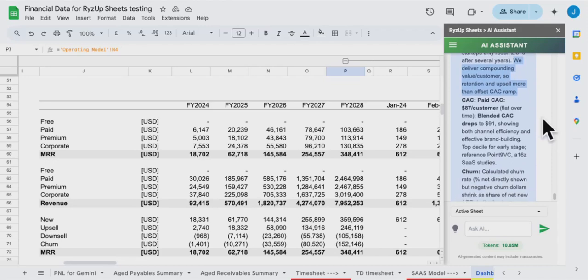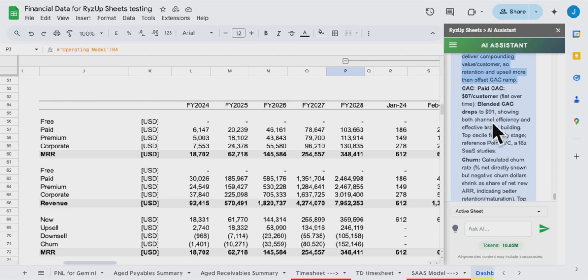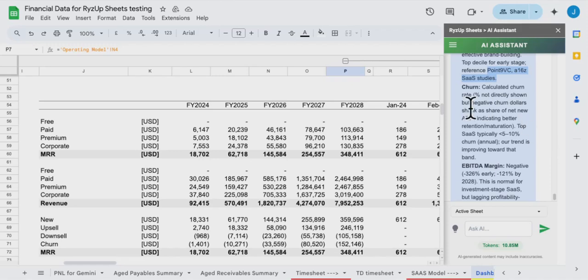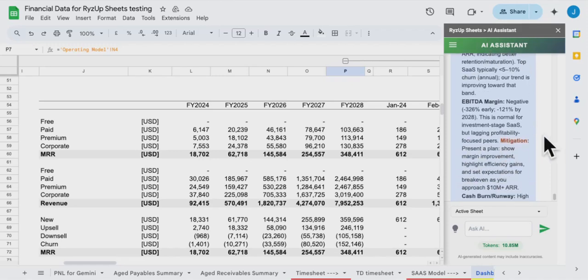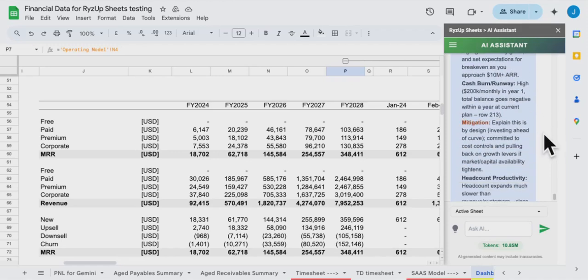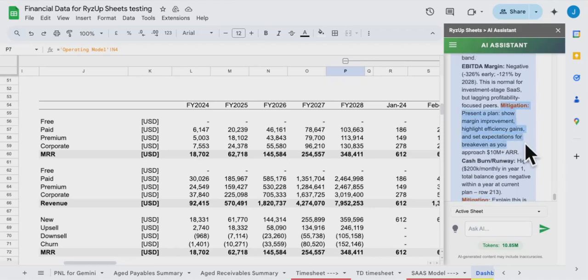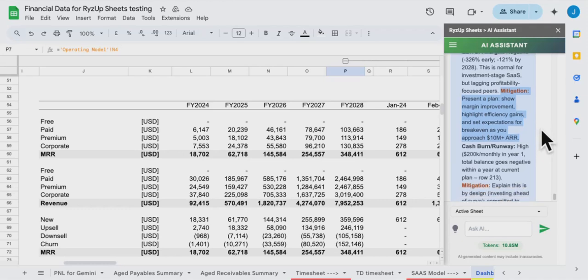Paid CAC of 87 per customer, flat over time. Blended CAC is 91, showing both channel efficiency and effective brand building. And this says that it is in top decile for early-stage SaaS and a16z studies. Then similarly, it talks about churn, EBITDA margin, cash burn runway. It also talks about how you can mitigate that and what are some of the ideas that you can consider.